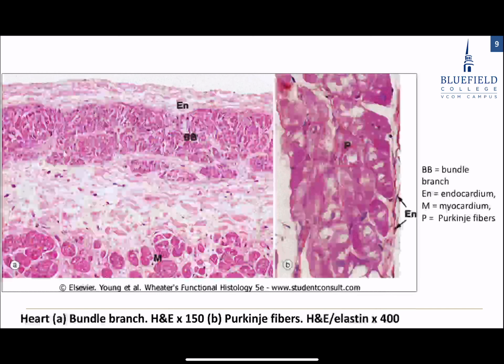All right, that takes care of the heart. What we want to do now is move into blood vessels. Whereas in the heart we had cardium and prefixes in front of that, endocardium, myocardium, epicardium, to name the layers, we're going to name the layers differently within blood vessels.